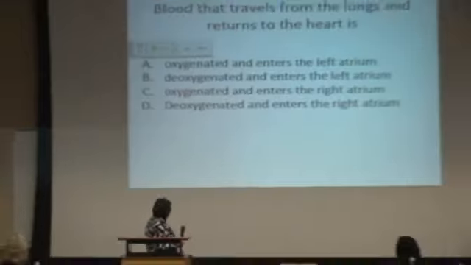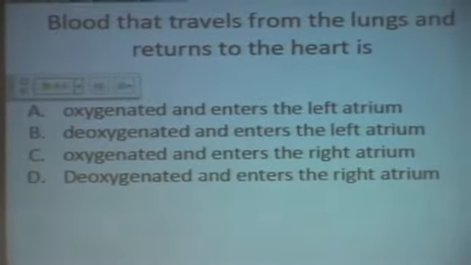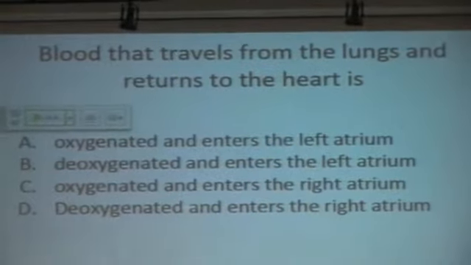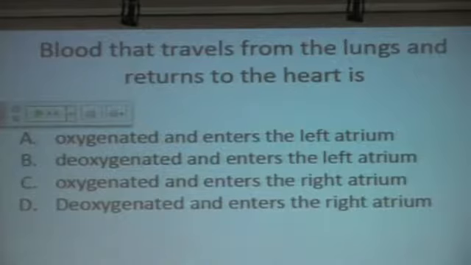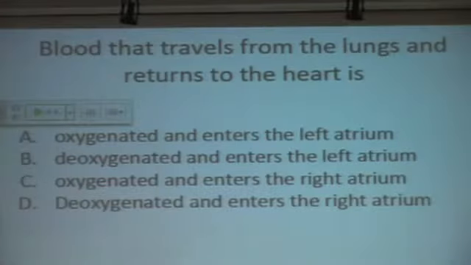So I did this on the fly, and the question I asked is, blood that travels from the lungs and returns to the heart is A, oxygenated and enters the left atrium, B, deoxygenated and enters the left atrium, C, oxygenated and enters the right atrium, D, deoxygenated and enters the right atrium. Now the way I use this, I actually wrote that on the board rather than have it here. And maybe we can try to do it, just so you can see what it's like.